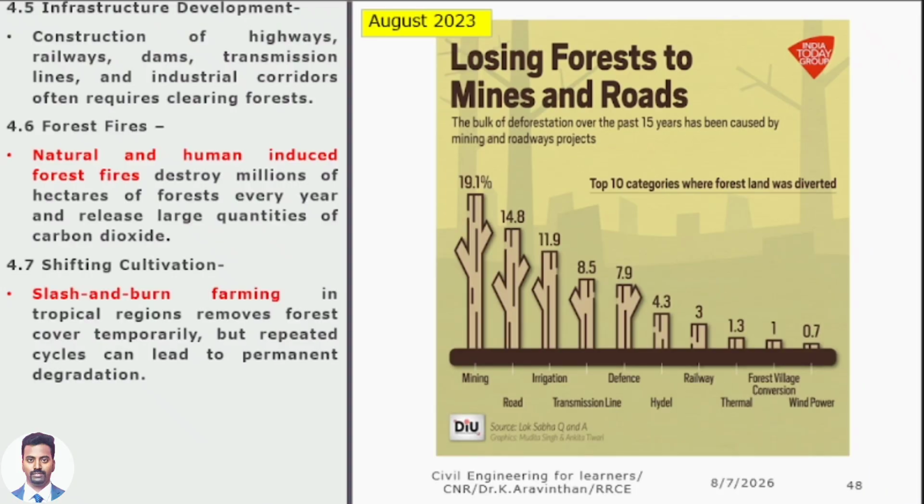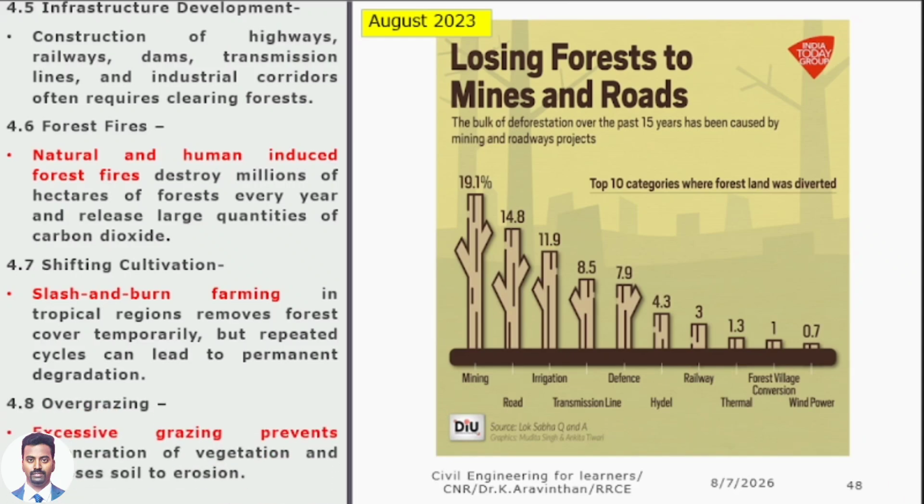The agricultural people, what they do is, soon after they are sowing and reaping all the plants, they burn the agricultural land. That is called slashing and burning. After some time, they will use that same place for another crop. That is called slash and burn farming. So this is a temporary cover which they use for deforestation. Overgrazing. Overgrazing is consumption by domestic animals. They consume the forest.